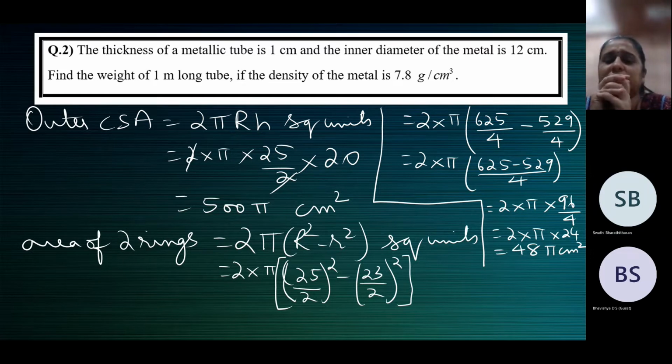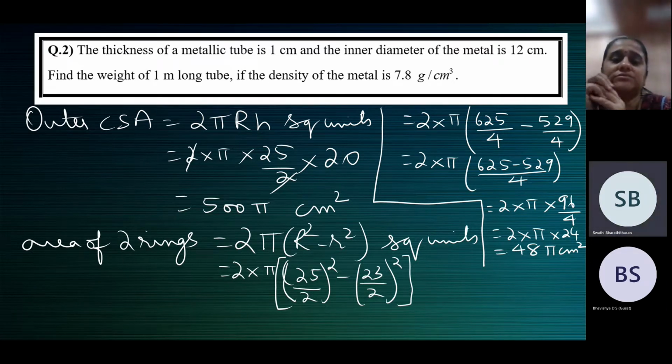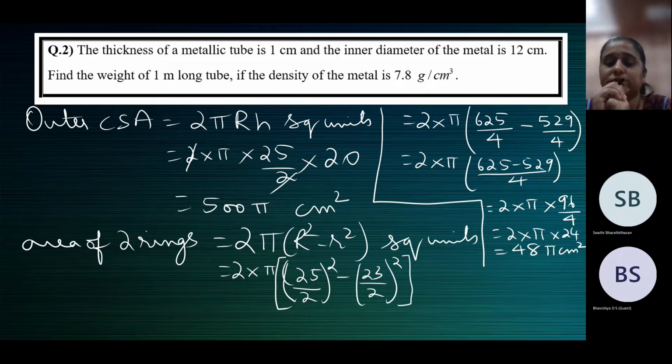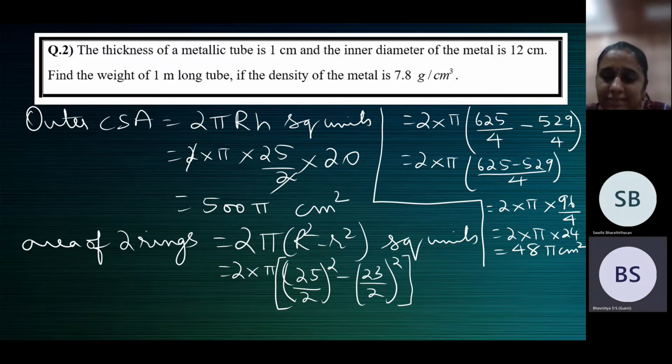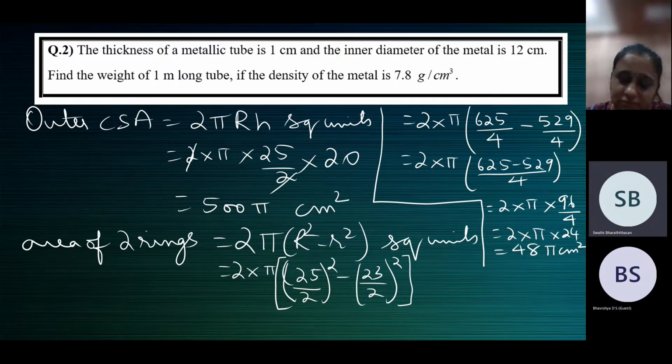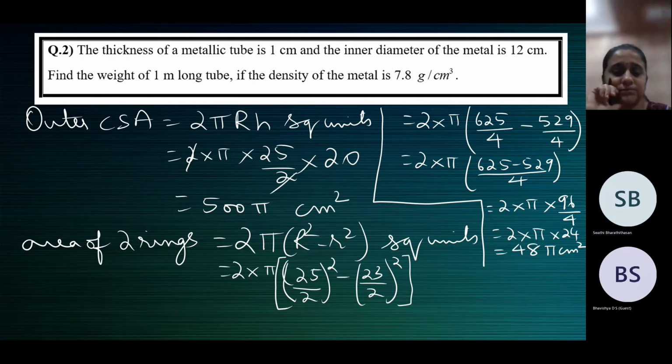Then how did you get 48 pi separately? Ma'am, first I found the value of 2 pi h into capital R plus small r, plus in the middle I put the area of the rings. Oh, okay. That's fine. And then I kept the value of pi as it is, ma'am, and at last I substituted it with 22 by 7. Correct. Okay, ma'am, I'll just explain what I have done.